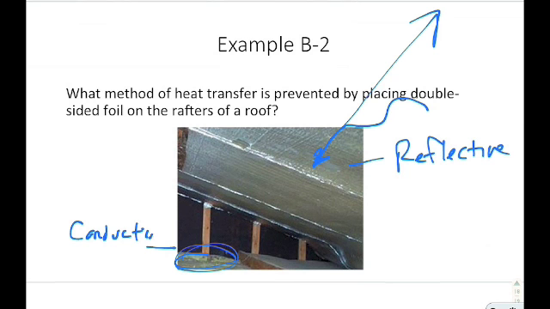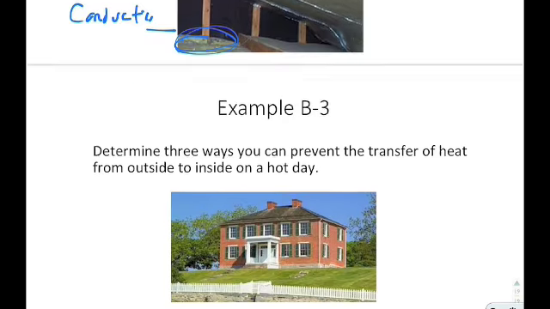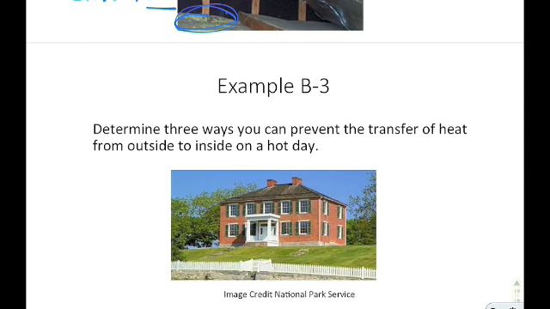And whenever you have fans in your roof, what they are there to do is to transfer the heat out by convection. So you have all three methods of heat transfer that you're trying to regulate whenever you're trying to make a home more energy efficient. It says determine 3 ways you can prevent the transfer of heat from outside to inside on a hot day.